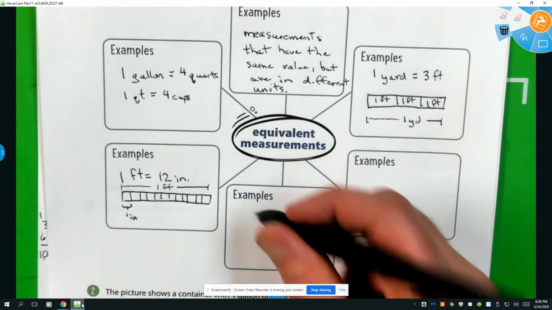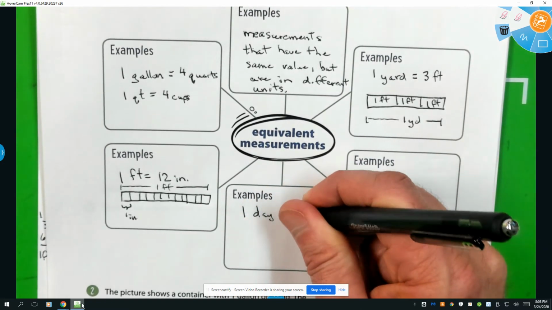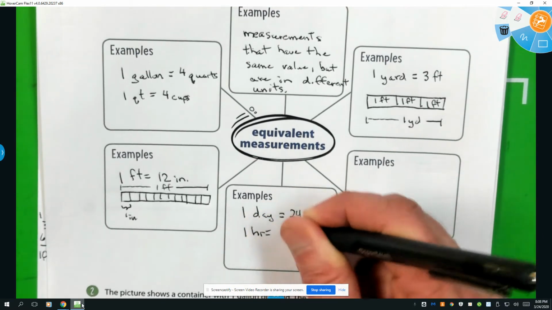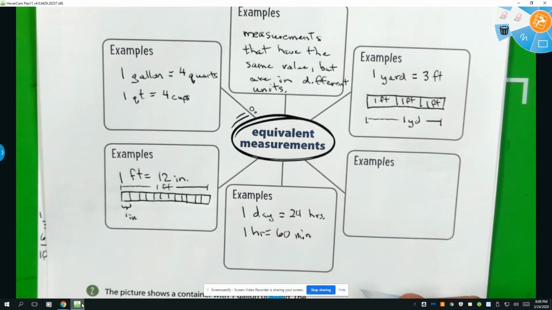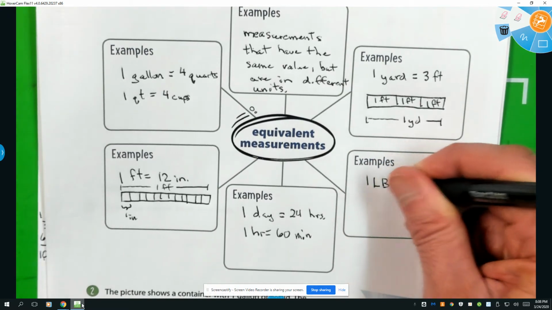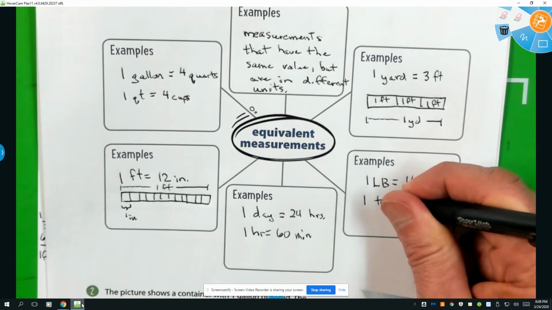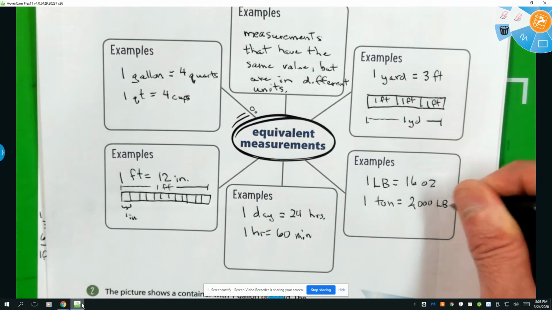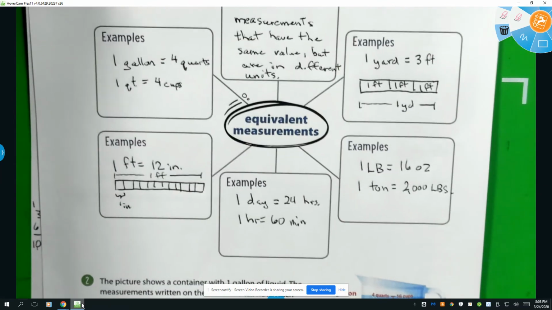Okay, next one. 1 day equals 24 hours. 1 hour equals 60 minutes. Okay, going with pounds to ounces. 1 pound equals 16 ounces. 1 ton equals 2,000 pounds. Okay, this feels kind of like old school for us because we've been working on this really hard.